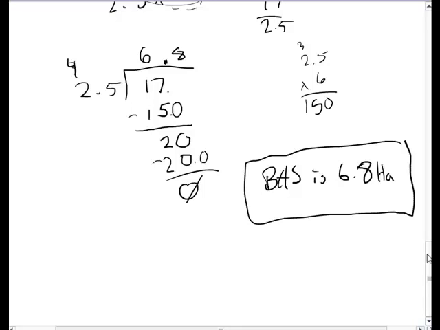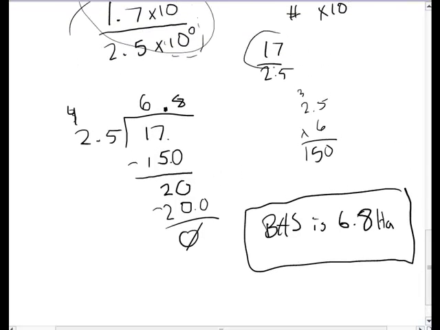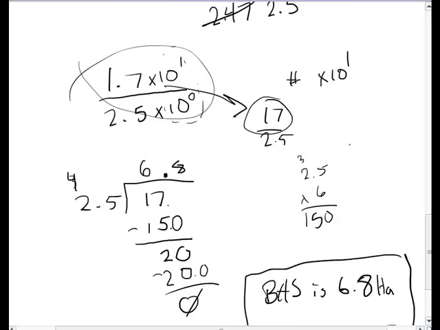I took out that times 10 to the 1 when I made it a 17. It was a 1.7 times 10 to the 1, but that got confusing in my brain. I thought I could just simplify it by taking 17 and dividing by 2.5. Does that make sense?